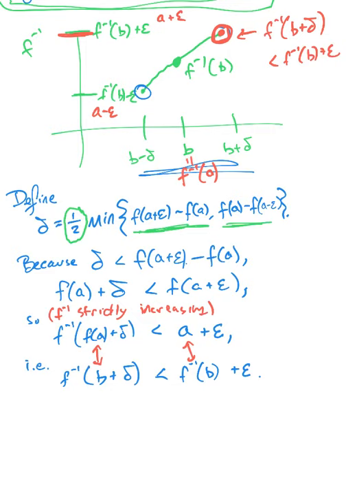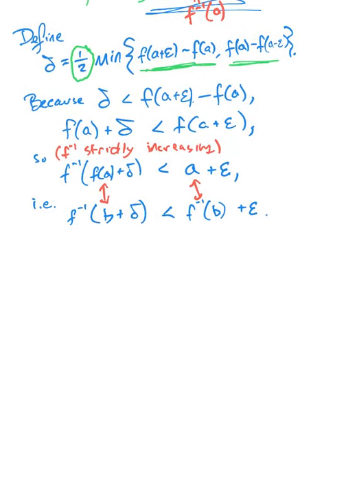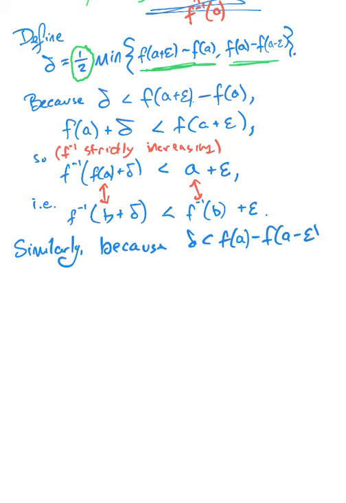Okay. Now, similarly, we get the other side. So I'll just skip the math there because delta is less than f of a minus f of a minus epsilon. We get f inverse of b minus delta is greater than f inverse of b minus epsilon.